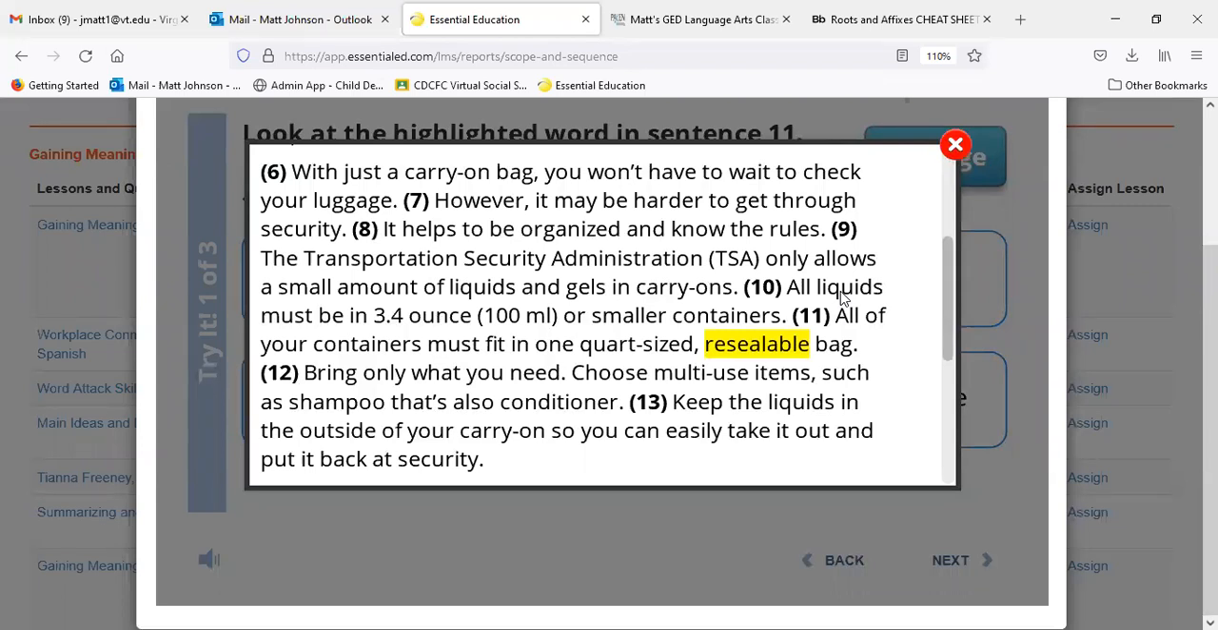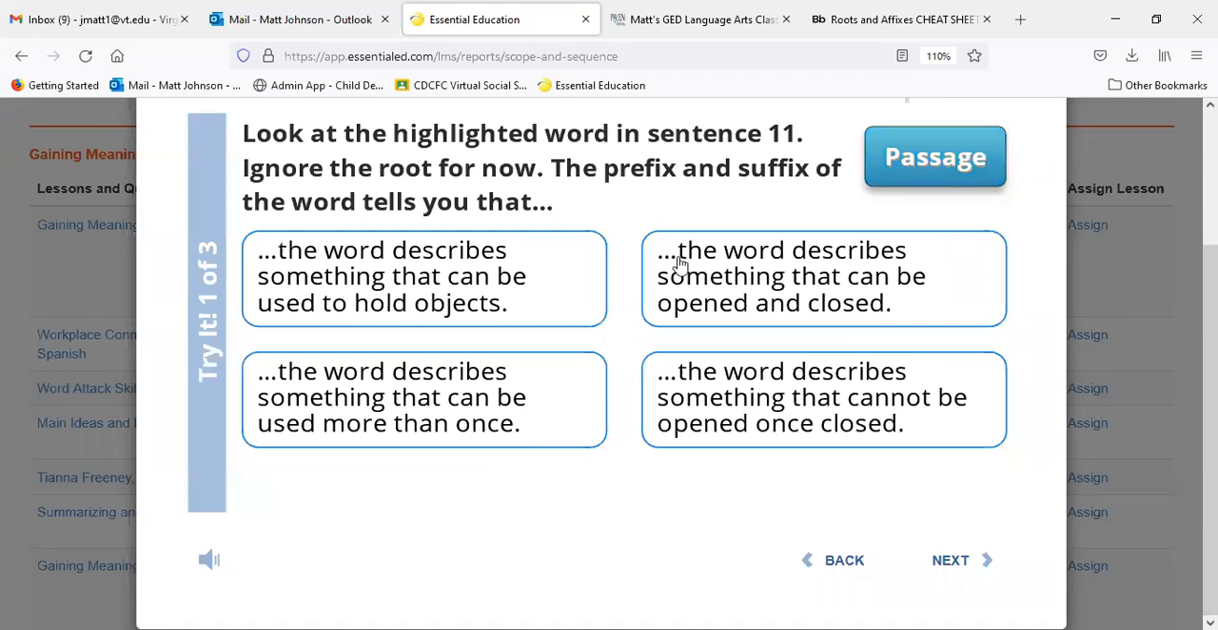All of your containers must fit in one quart size resealable bag. Okay, so the word is resealable. What is the prefix and suffix? That's what we're dealing with. What's the prefix and suffix there? And what do they mean? So let's see. Mariama, would you like to try that one?